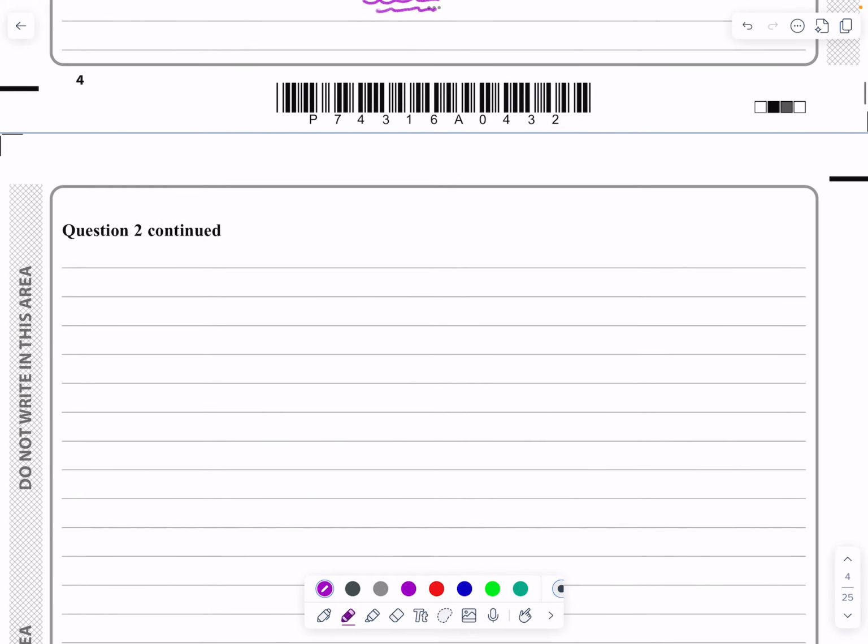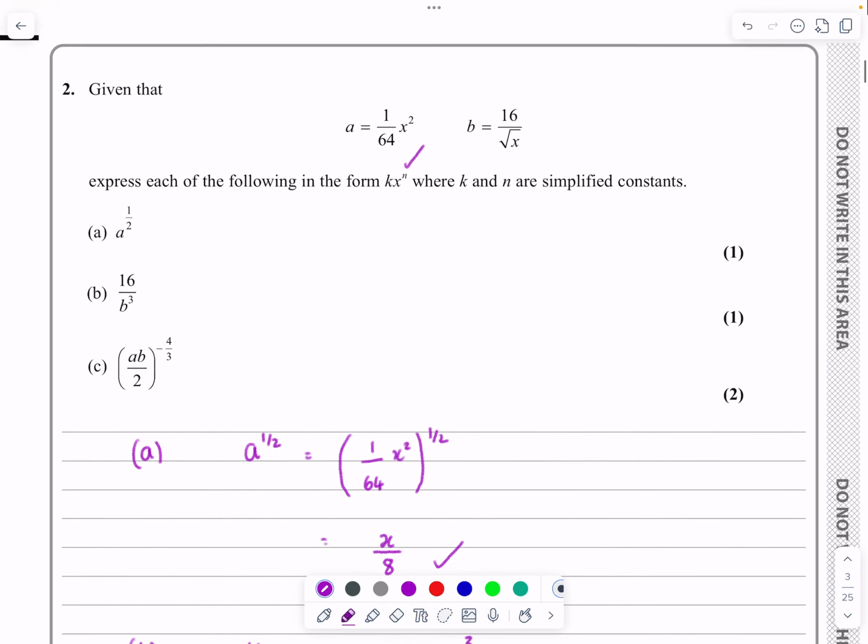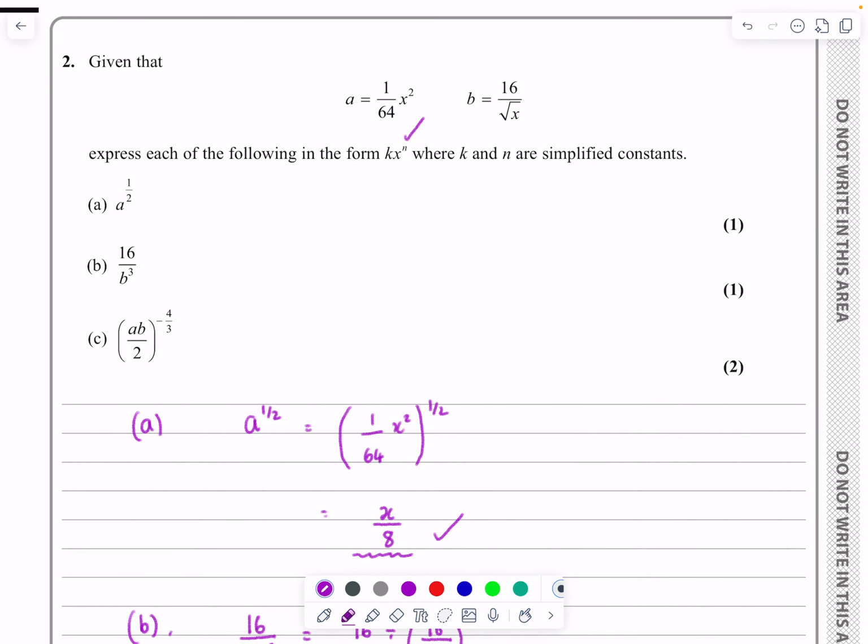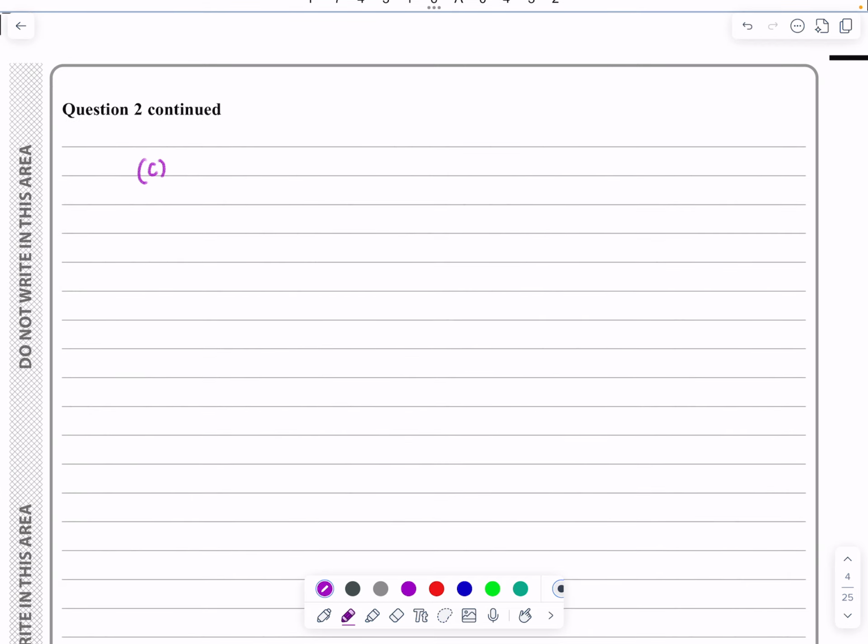Let's have a look at part C. So part C, what does it ask me to do now? It says, okay, ab divided by 2 all to the power of minus 4 over 3. So you've seen the way I did that last one. I'm going to do this quite slowly. When you've seen what I've done, if you want to try and shorten some of the steps, you can do. But I'll do it to the simplest format I can do. So a is 1 over 64x squared, b is 16 over root x. I've not changed anything there yet. I've just left those both in the form that they are. It's that divided by 2, all then to the power of minus 4 over 3.